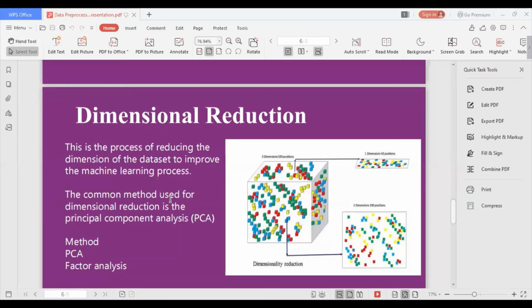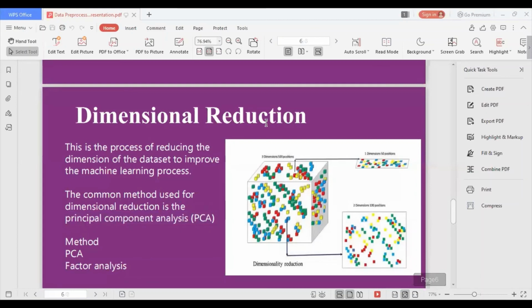Do you understand that? The method commonly used for dimensional reduction is the principal component analysis. You might not need to understand the math behind it because there's an inbuilt code that can be used to refit your data set into a new plane. Do you get that?